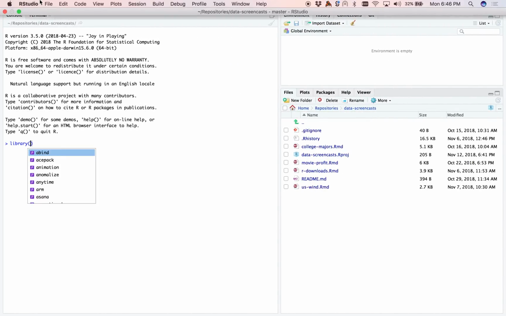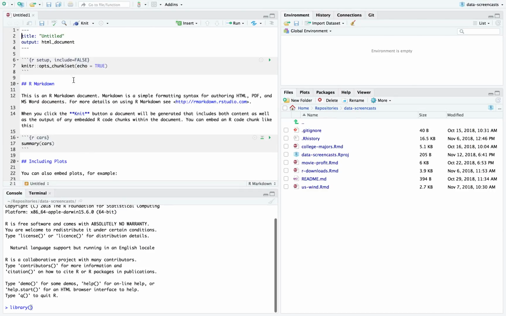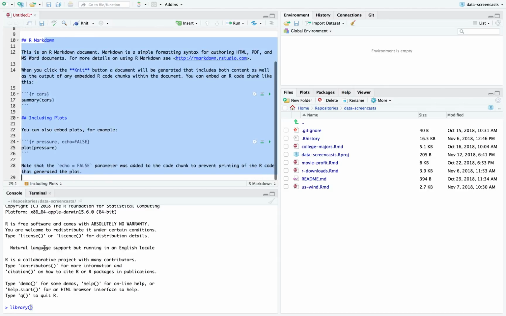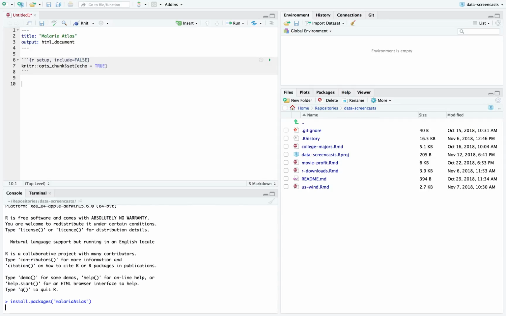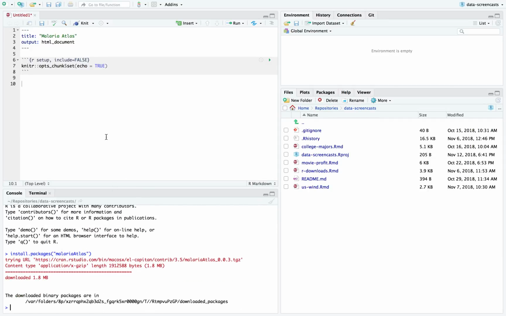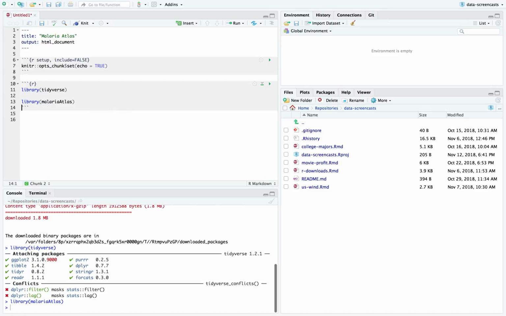Okay, so I'm gonna create a new RMD as I do when I'm doing a data analysis. Let's find out what we can about the Malaria Atlas package. First, see if I can install malariaAtlas from CRAN. Looks like I can. Okay. I'm going to load up Tidyverse. I'm going to load up malariaAtlas. I'm going to find out what's in the package. What can I do with it?